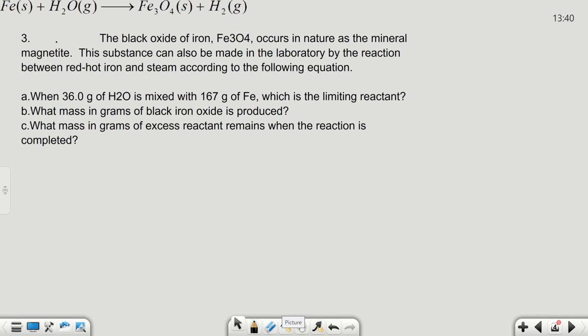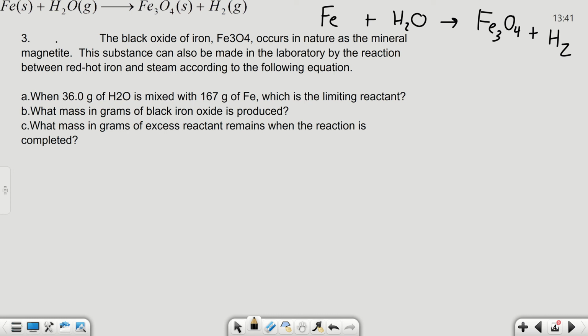I might have to rewrite this reaction at the top here. We have iron plus H2O producing this black oxide of iron, Fe3O4, plus H2. So if I balance this reaction out, step one, there's my chemical reaction. It says when 36 grams of H2O is mixed with 167 grams of iron, which is the limiting reactant.